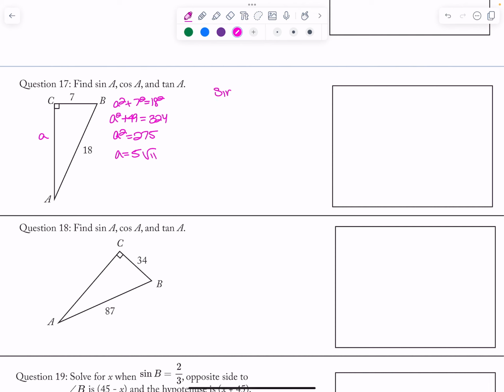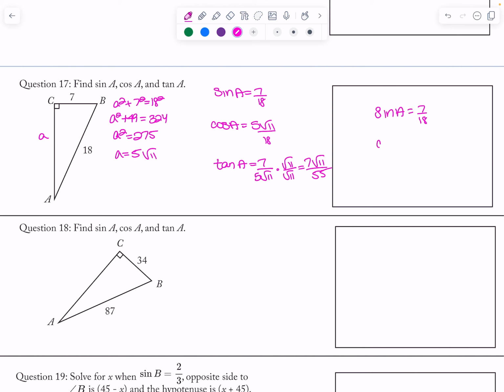So sine of a is equal to 7 over 18. Cosine of a is equal to 5 root 11 over 18. And then tangent of a will require more work, 7 over 5 root 11. So root 11 over root 11. So 7 root 11 over 55. So sine of a, 7 over 18. Cosine of a, 5 root 11 over 18. And then tangent of a, which is 7 root 11 over 55.